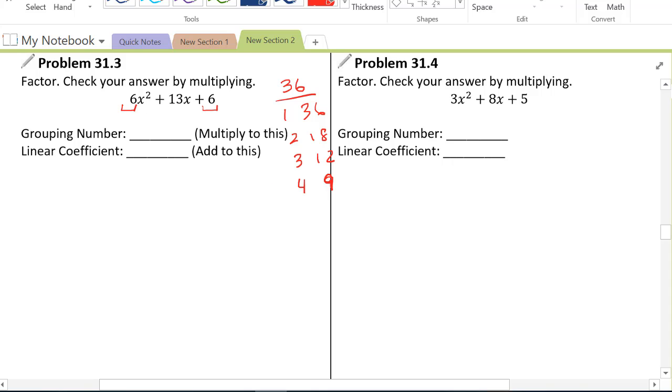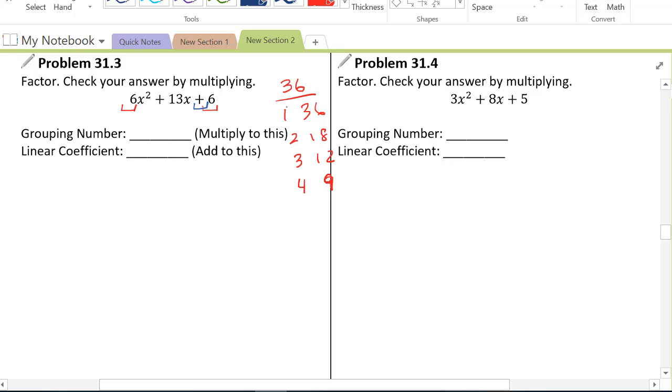Now, we look at the c term. C is plus, right? If the c term is plus, then we add to make the b term. So we add to make 13. You ask yourself, which pair of these factors, added, gives me 13?